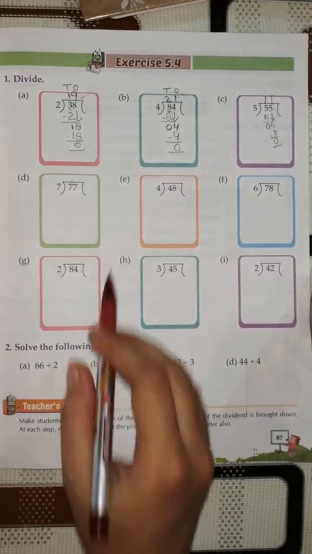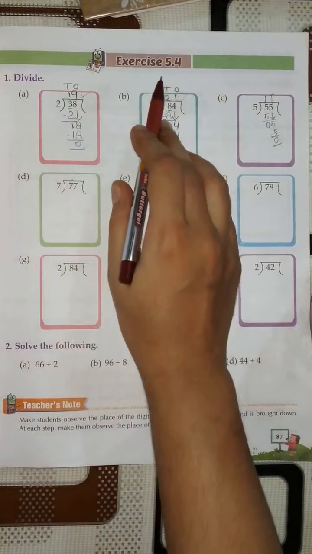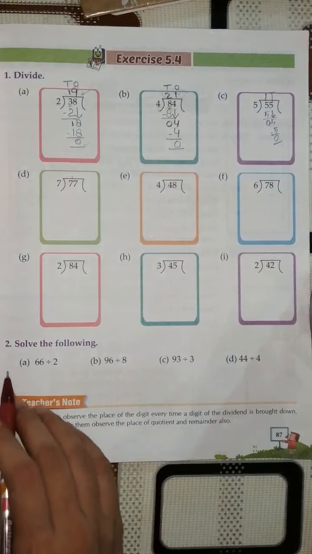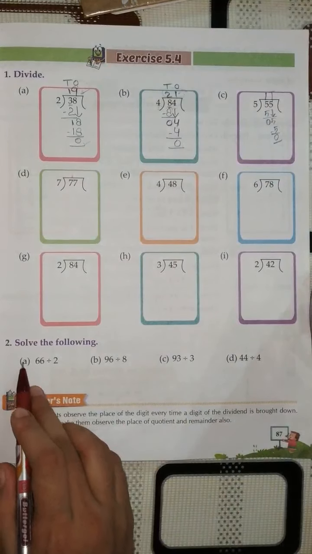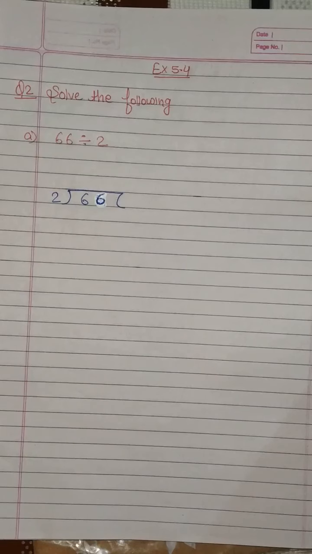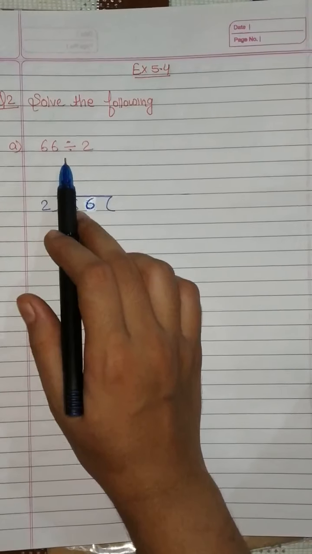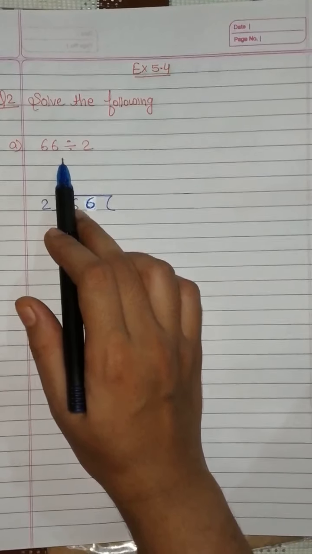Hello students, in the last video we have completed question number 1 of exercise 5.4 given on page number 87. Now today we will begin with question number 2. So here is our question. Solve the following. We have to divide the two given numbers, right? So the numbers are 66 divided by 2.